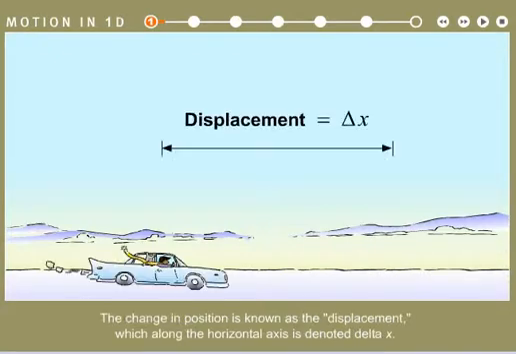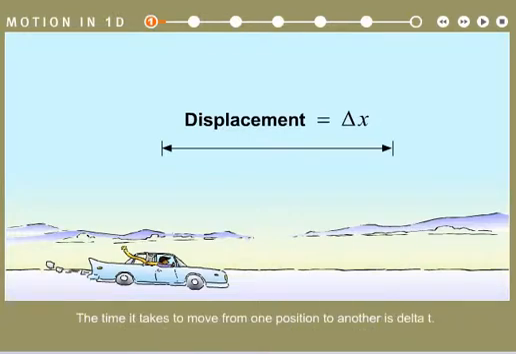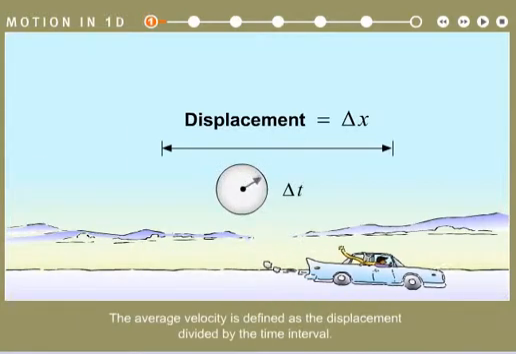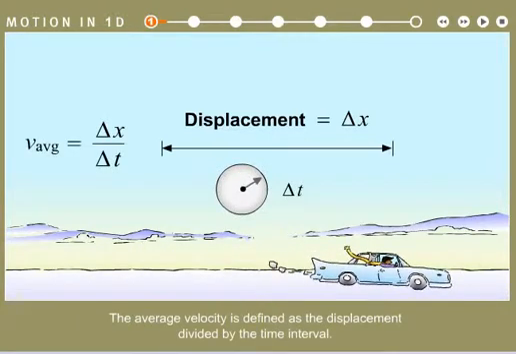The change in position is known as the displacement, which along the horizontal axis is denoted delta x. The time it takes to move from one position to another is delta t. The average velocity is defined as the displacement divided by the time interval.